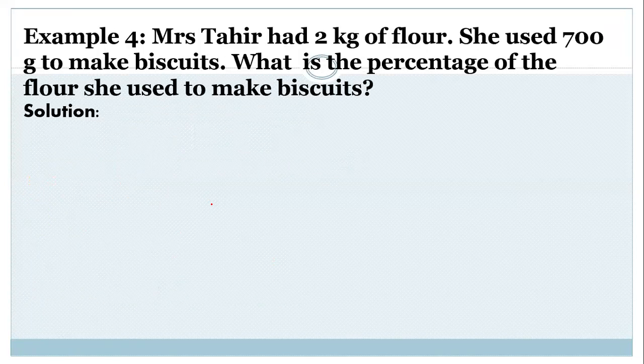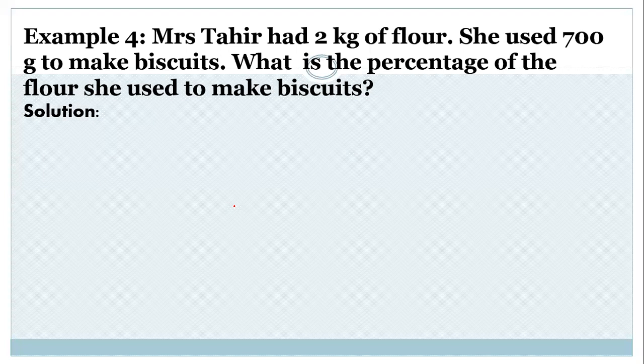Here comes our last example. Mrs. Tahir had 2 kilograms of flour. She used 700 grams to make biscuits. What is the percentage of the flour she used to make biscuits? Here students, I want you to observe that two measurements are in different units. We have to make them same. Recall the concept of conversions of measurements.